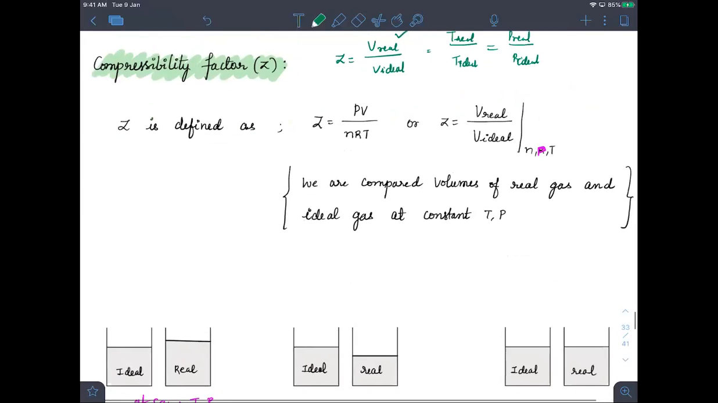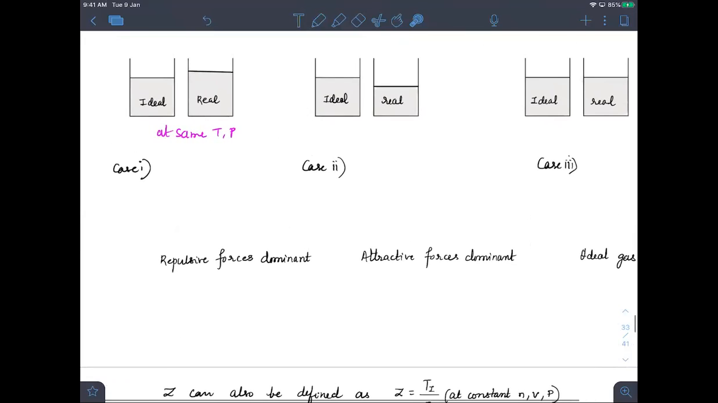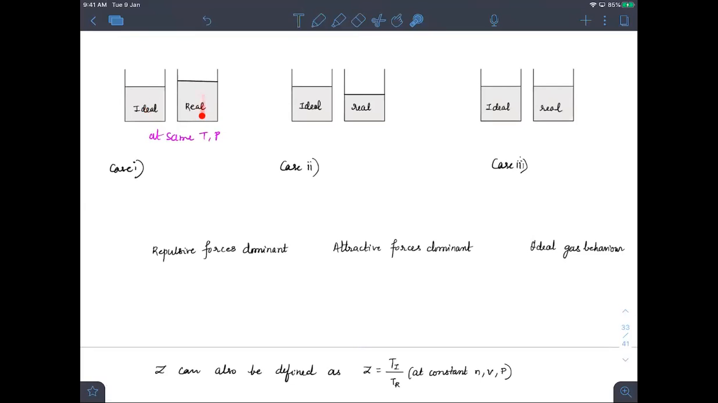Now, by definition, when we check compressibility factor Z as V real by V ideal, this is only valid when you have the same number of moles, same pressure and same temperature. Imagine this situation. Suppose I keep an ideal gas on one side and a real gas on the other side, and try to maintain both of them at the same temperature, pressure, and for the same number of moles. And here, you can see the volume of real gas is more. So real gas volume is more than that of ideal gas volume, which means Z value will be greater than 1. This is only possible when particles have more repulsions than expected. Here, the repulsive forces are dominant in real gas. So wherever you see Z is greater than 1, you have to assume that repulsive forces are dominant.